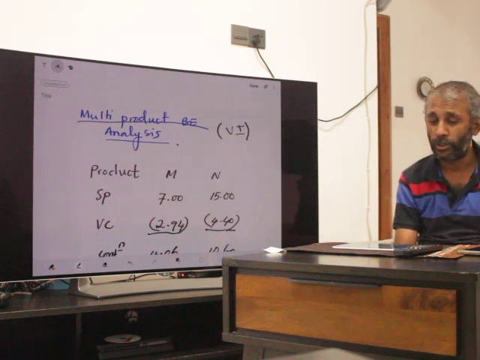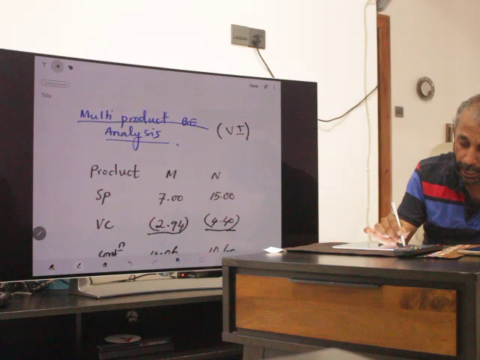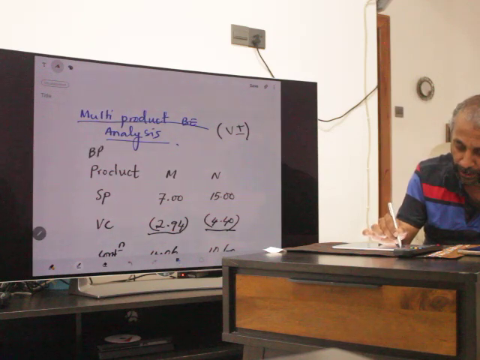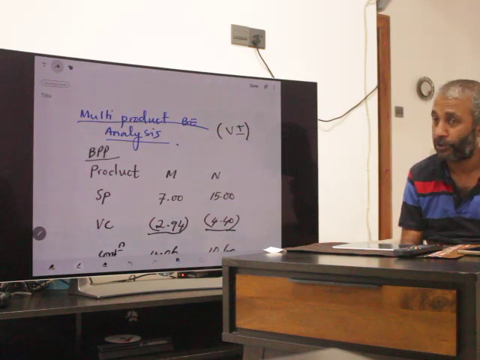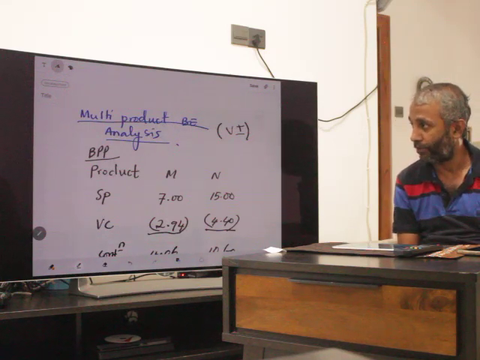Today, I will use one example. I picked this example from BPP. So thank you very much for the BPP materials. This example is from there.